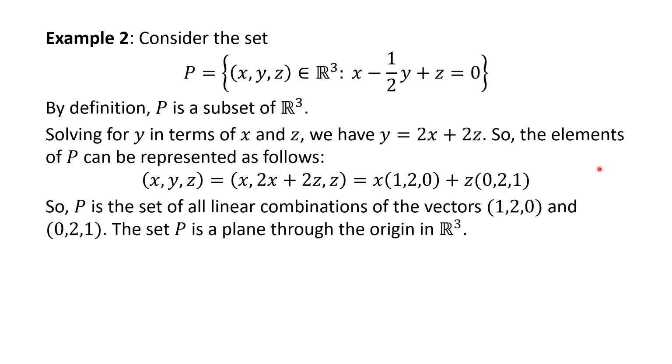And so our set P can be described as the set of all linear combinations of the vector 1, 2, 0 and the vector 0, 2, 1, which I've stated here. So this is actually a plane. It goes through R3. You can see if you make x and z equal 0, then the 0 element is in our set P. We're free to choose x and z however we like. So let's continue with the example in the next slide.